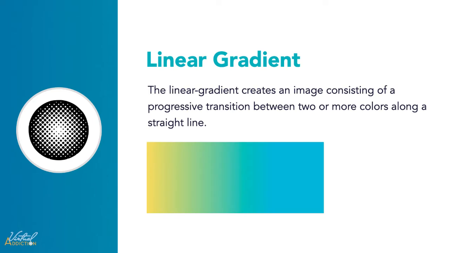The linear gradient CSS function creates an image consisting of a progressive transition between two or more colors along a straight line. These are perhaps the most common type of gradient we see on the web. They're called linear because the colors flow from left to right, top to bottom, or at any angle you choose in a single direction. Let's see what linear gradients look like in practice.